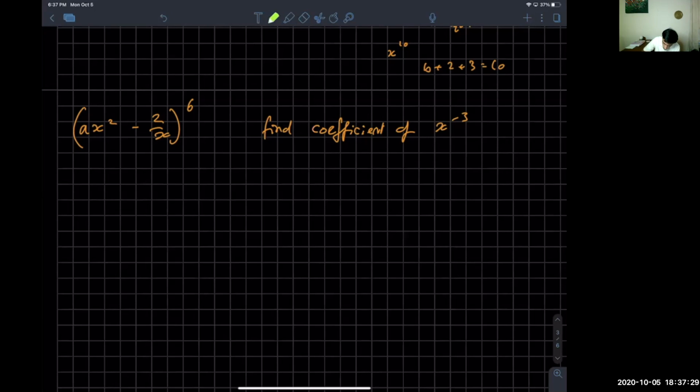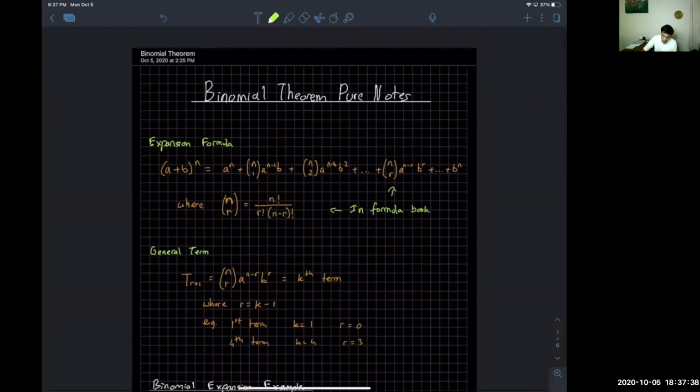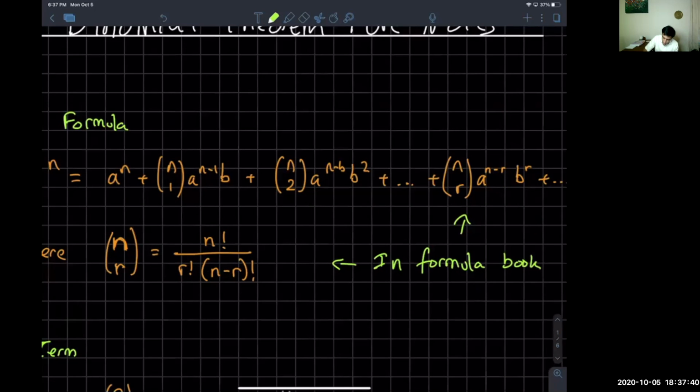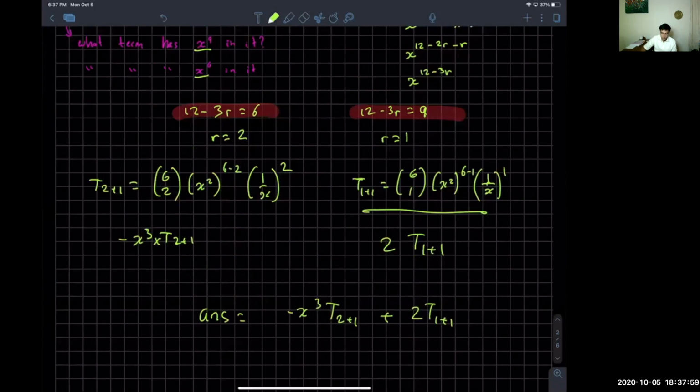So again, I'm working with the general term because in the expansion, if we go all the way up, only one term will be x to the power negative 3, okay? Now we just need to find which term it is. Is it the first, second, third, fourth, fifth term, et cetera? And that's why I'm only working with the formula of the general term, to find out which term is x to the power negative 3, right?